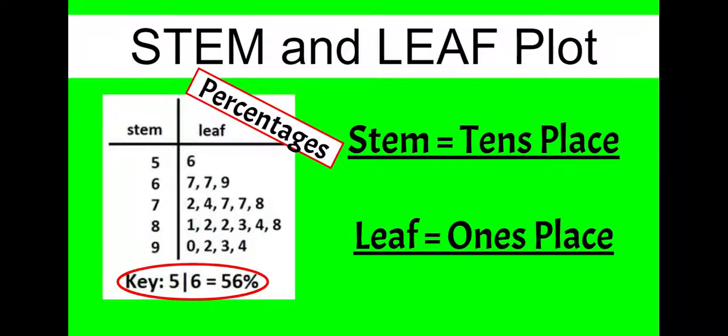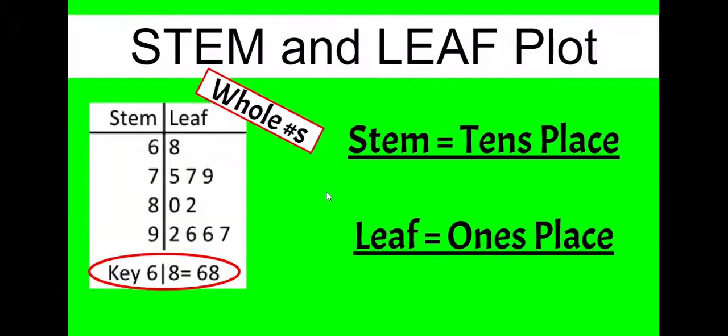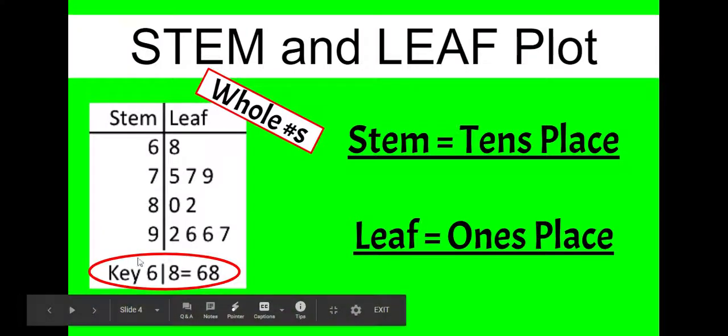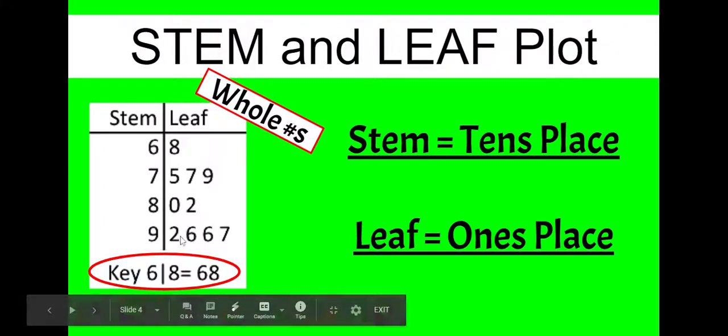So there's different ways you can analyze a stem and leaf plot, but it all is determined by that key down here at the bottom. So we could have percentages like this one. We can have whole numbers because our key down here at the bottom says that a 6, T-chart line, 8 equals 68. So you would read this as 68, 75, 77, 79, 80, 82, 92, 96, another 96, 97.